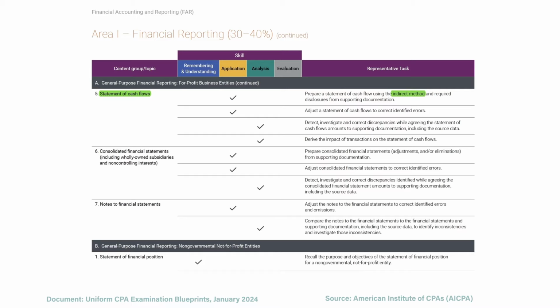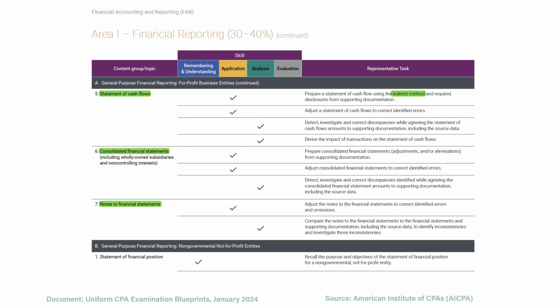So we need to know how to prepare a statement of cash flows and what the different categories are, which transactions go into investing versus financing, for example. And then we have consolidated financial statements. So we need to know when we consolidate financial statements, what do you need to eliminate by bringing the financial statements together? Lastly are the notes to the financial statements. So what are the proper notes that we need, the footnote disclosures, in the financial statements?